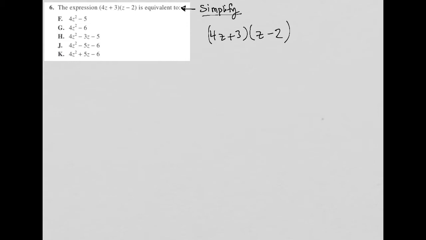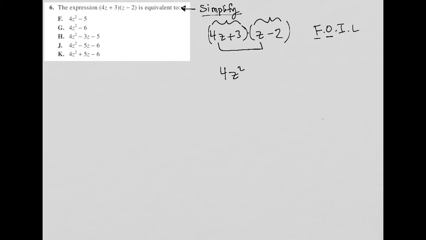And usually that's enough to find an answer. So these are two binomials, right? 4z plus 3 is a binomial. Z minus 2 is a binomial. These parentheses here mean that we're multiplying them. So we have the product of two binomials. In order to simplify the product of two binomials, we use a process called FOIL, where F stands for first, where we're just multiplying the two first parts of each binomial. So 4z times z in this case, which is 4z squared.